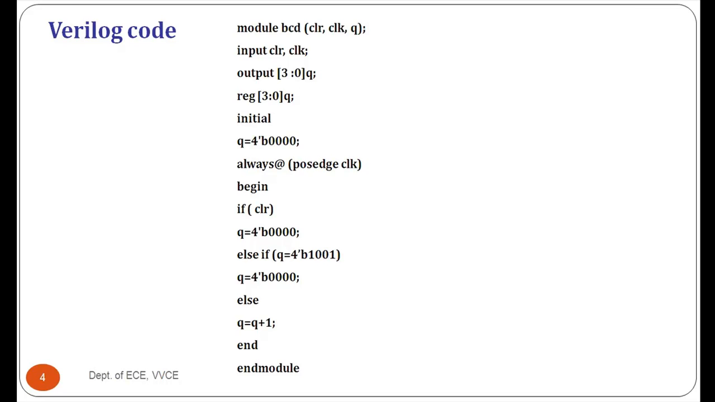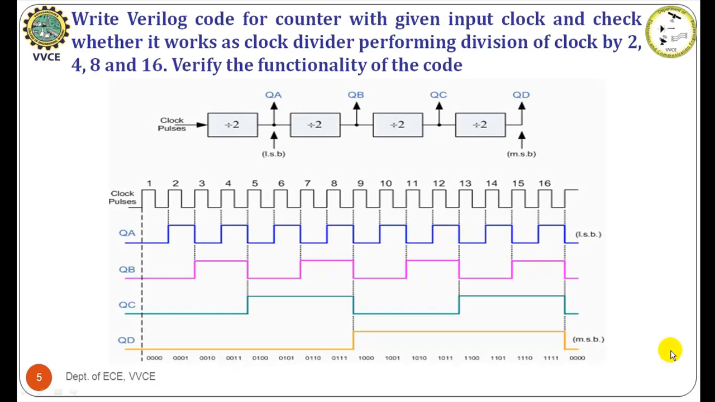And this ends the first part of the session. So the second part of the session includes writing the Verilog code for a counter with a given input clock and checking whether it works as a clock divider performing division of the clock by 2, 4, 8 and 16. This is nothing but writing the Verilog code for a 4-bit binary counter.